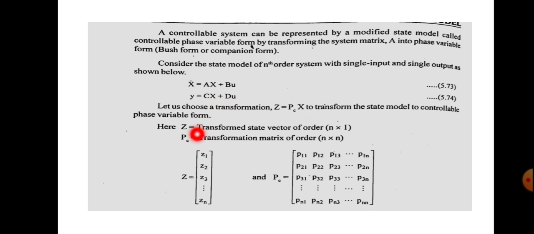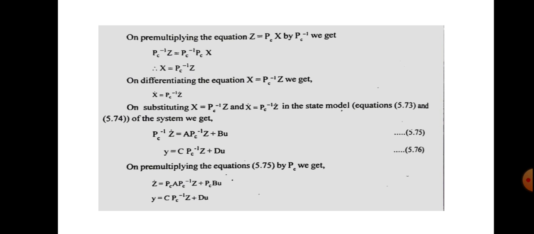Here z is equal to Pc into x, where z is called the transformed state vector of the order n by 1 and Pc is called the transformation matrix of order n by n. z will have different variables such as z1, z2, up to zn, and Pc will have entries p11, p12, p13, p1n, up to pn1, up to pnn.